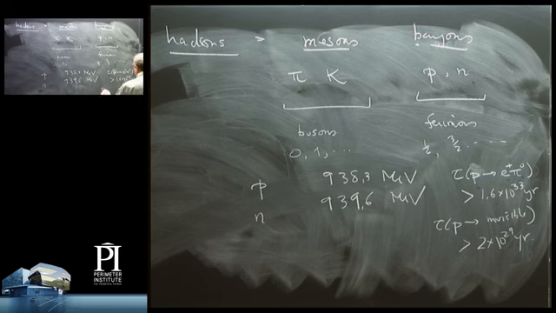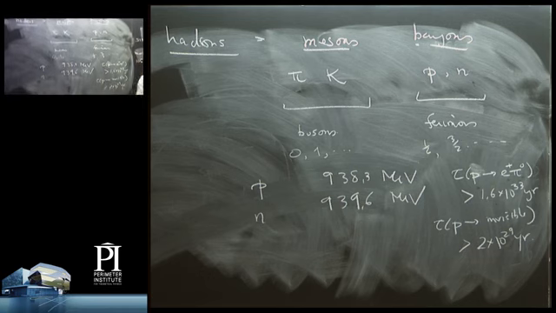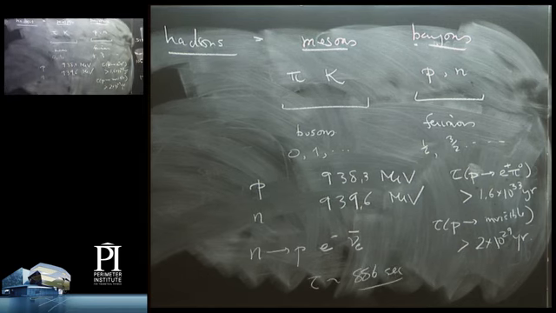The lifetime for a proton to go to some invisible mode, invisible to the detector anyway, there always has to be a charged particle in the final state, but it might be a very low energy electron that you couldn't detect. This is greater than 2 times 10 to the 29 years. So the proton is impressively stable.